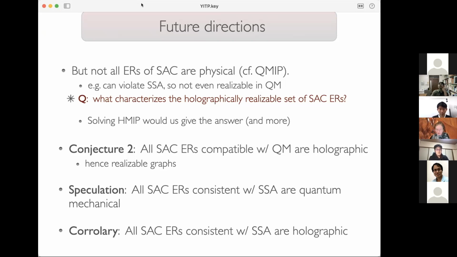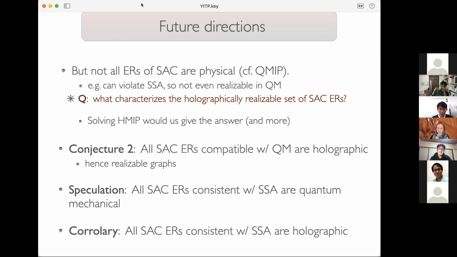The observation is that certainly we can't take all the extreme rays of the subadditivity cone, because some of those extreme rays are not even physical, not reachable by quantum states. In particular, they can violate SSA. So all extreme rays are no good, and we have to take some subset. The set that we want is the set which is holographically realizable. So the question is, what is the set of holographically realizable extreme rays of the subadditivity cone?